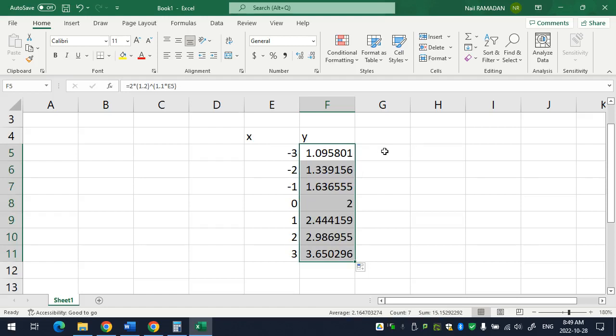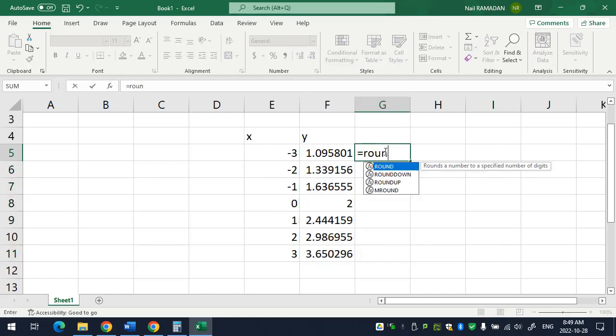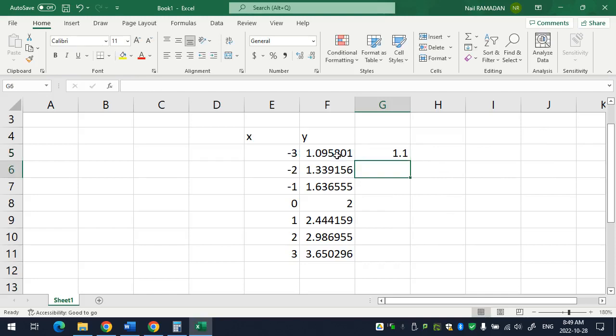Okay. How many decimals do we need to round to? Guess what? There's a round command. Look, equals round this number to how many decimals? 1, comma 1. And then I can drag or double click. Those are my values. Let's write them down.